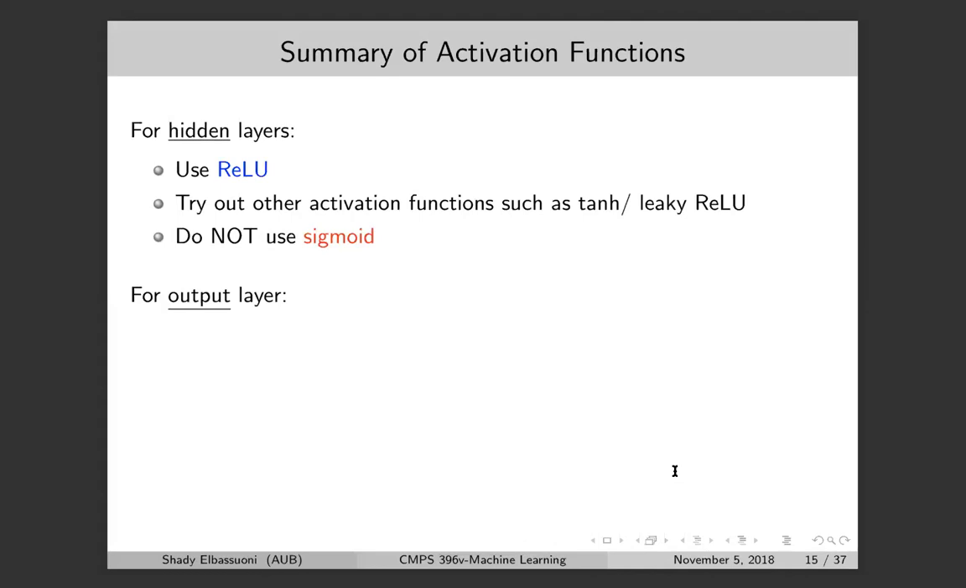Sigmoid has a lot of issues. It will make your training very slow. The weights will not be updated in a lot of the cases. So avoid using sigmoids for hidden layers. Start with ReLU. If things are not perfect, you can try tanh or leaky ReLU. But most of the time ReLU would work just fine, based on a lot of experiments and a lot of experience from projects in general.